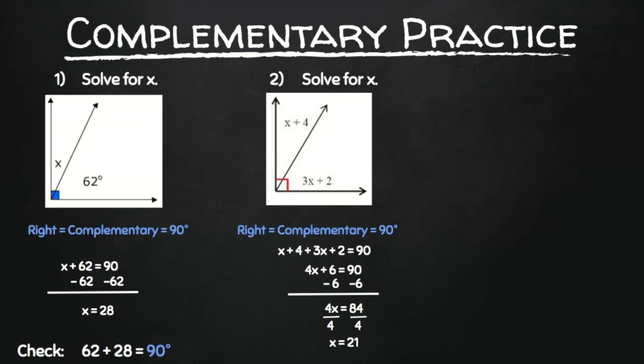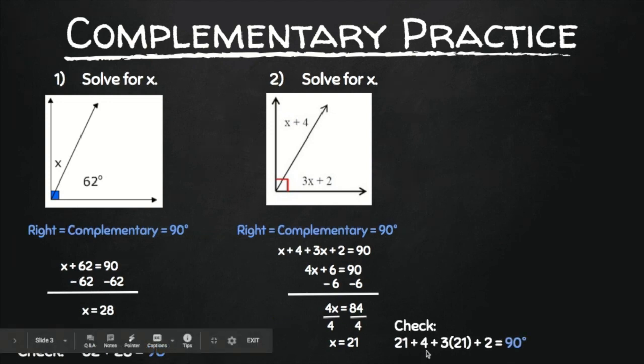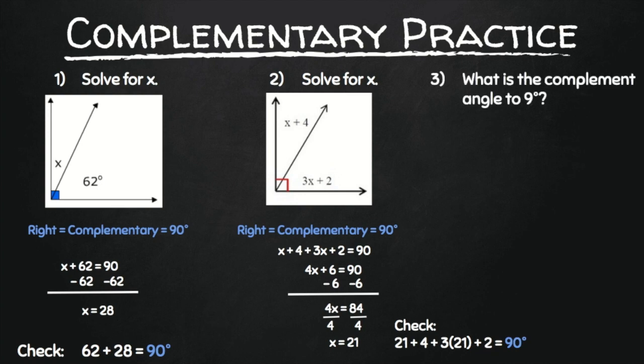To check my solution here, I'm going to plug in my solution. So 21 is going to be substituted for x for my original equation. So 21 plus 4 plus 3 times 21 plus 2 is equal to 90 degrees. So I know that my solution is correct. The last type of problem that you might see is a word problem without any picture. So this problem says, what is the complement angle to 9 degrees?